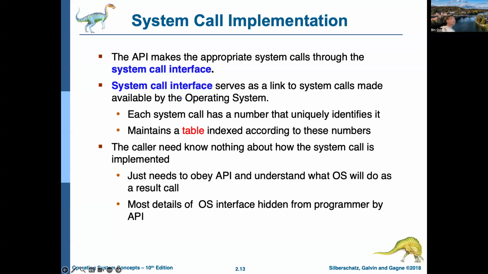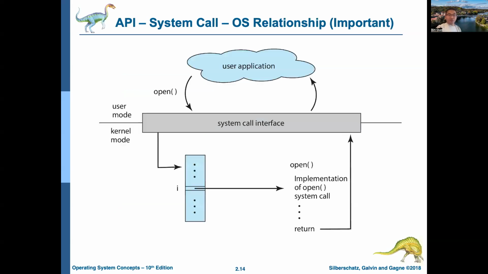So just now I showed you an example of a system call. How is the system call implemented? It maintains a table, and the table is indexed by a number. The number indicates which system call the user space is requesting, and it uses the table according to this number. The caller needs to know nothing about how the system call is implemented. It just needs this API.